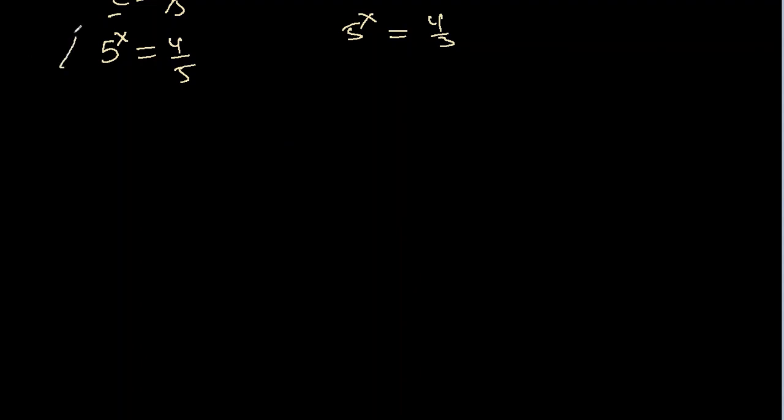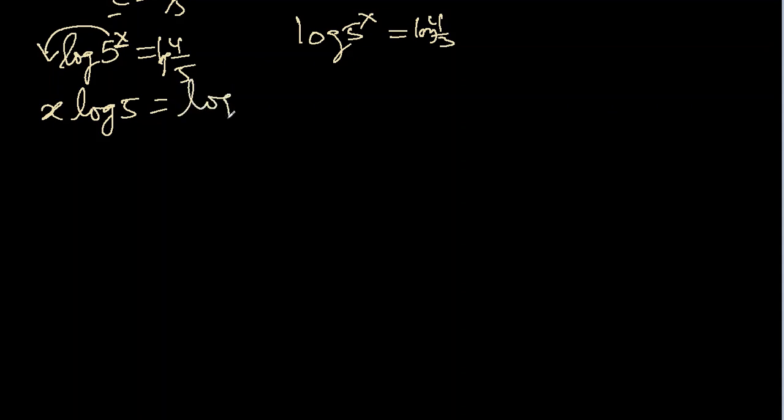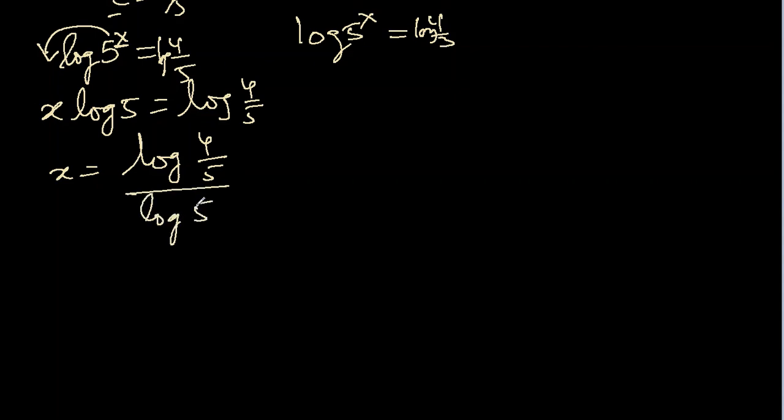Okay, let's apply log to get the value of x on both sides. So log here and log here as well. Whenever we want to evaluate x, x can become a coefficient, so it becomes x log 5 equal to log 4/5. So x will be log 4/5 over log 5. Similarly, if I use the same steps here as well, I'll get x equal to log 4/3 over log 5.